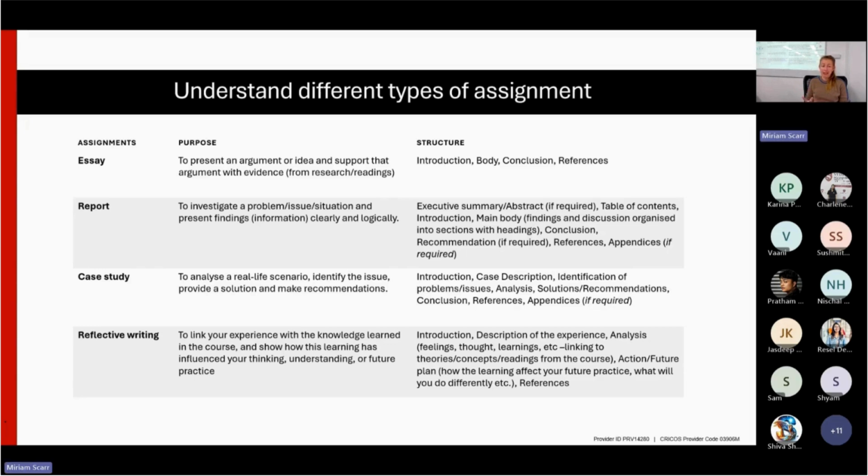Now, a case study is different again in that this is where we look at a real life scenario. This is particular to social work often because this is where we require the students to link their social work theory to practice situations. So this includes an introduction, case description, identification of problems and issues, analysis, solutions, recommendations, conclusions, references, and sometimes appendices.